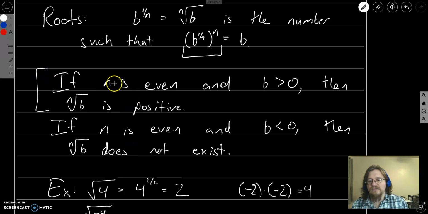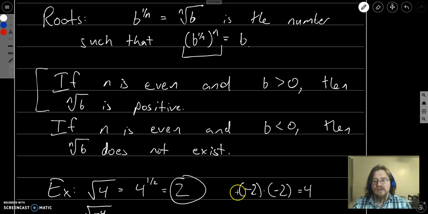If we're taking an even root of a number, and the number that we're taking the root of is positive, even though there will be two options, a positive and negative option for the root, we will always use the positive one. So the square root of 4 is 2, even though -2 times -2 is also 4.